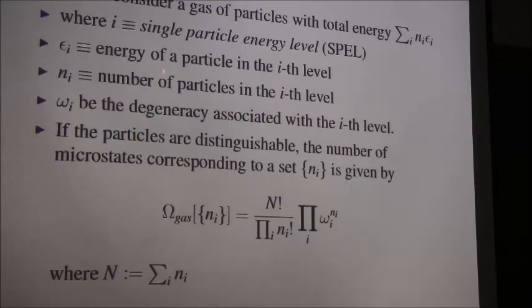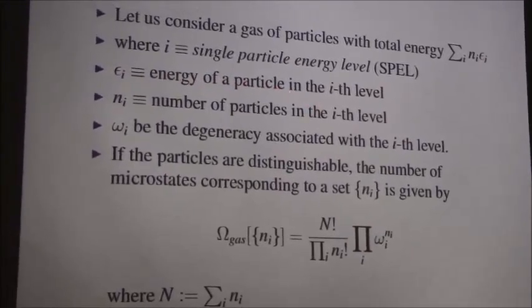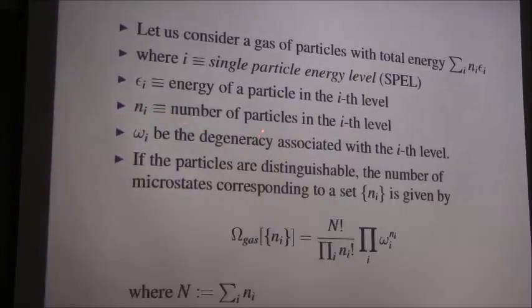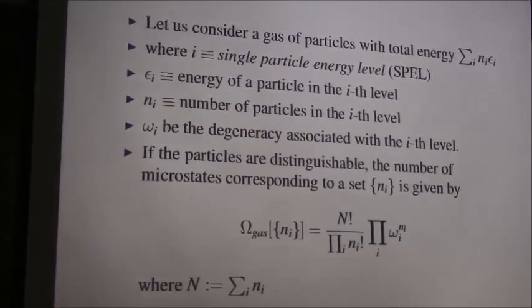Now this is trivially related to the case of a distinguishable particle gas, an ideal gas, which follows the MB statistics. There also, if I consider the energy ensemble, the total energy is given by this sum over Ni epsilon i, where i is the single particle energy level, epsilon i is the energy of a particle in the ith level, and Ni equals the number of distinguishable particles.